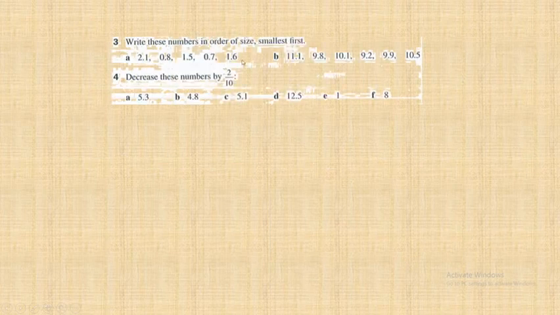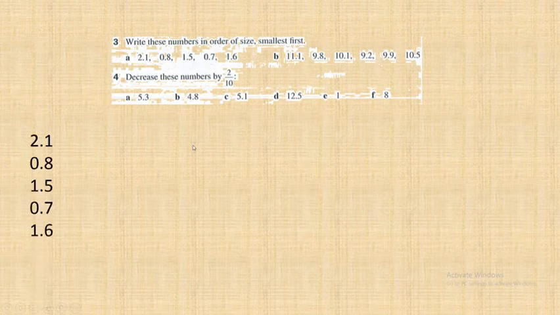Okay, let's go to question number 3. Write these numbers in order of size, smallest first. So let's have a trick here. When we want to order decimals, we write them down vertically, above each other, and make sure that the decimal point is above the decimal point, and so on, and start to distribute the numbers. Like here it's 2.1, so 2 on the left of the point and 1 on the right of the point. 0.8, 1.5, and so on. Write all of them down like that.